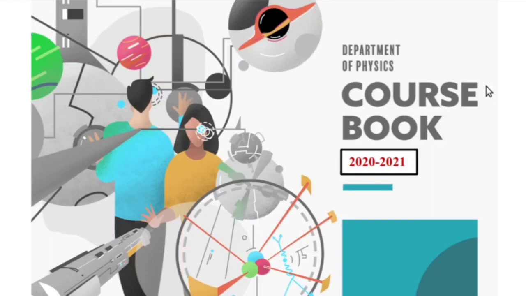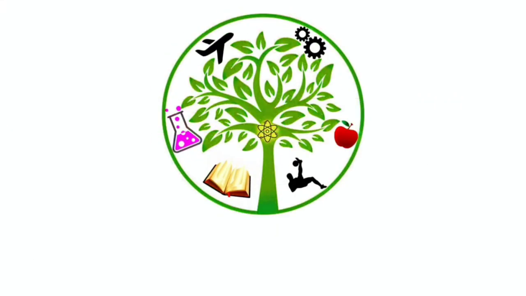In this video, we are going to see the course structure of different physics courses at IIT Bombay. So this could be particularly useful for people who are pursuing physics, either bachelor's or master's. So I've got the course book of the physics department. This is for the year 2020-2021. So there could be slight changes, but more or less it would be similar.